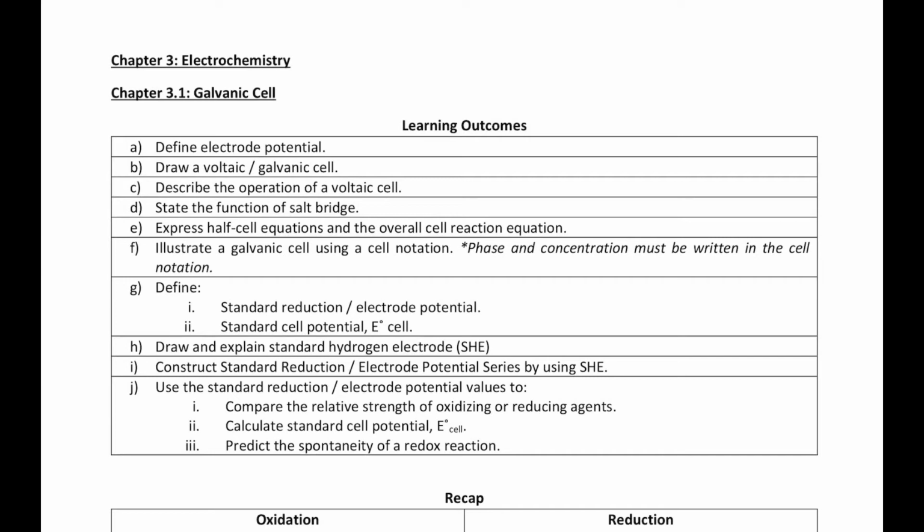Assalamualaikum and hi semua. So in this video we are going to learn about chapter 3.1. Okay, but learning outcomes start from G until J.